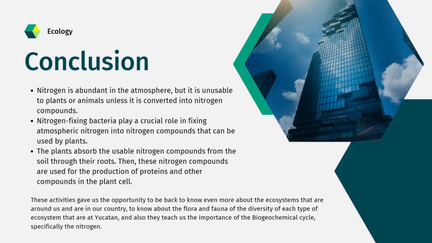Our final conclusion. Nitrogen is abundant in the atmosphere, but it is unusable to plants or animals unless it is converted into nitrogen compounds. Nitrogen-fixing bacteria play a crucial role in fixing atmospheric nitrogen into nitrogen compounds that can be used by plants. The plants absorb the usable nitrogen compounds from the soil through their roots. Then, these nitrogen compounds are used for the production of proteins and other compounds in plant cells.